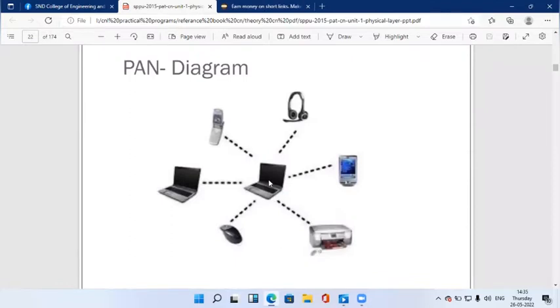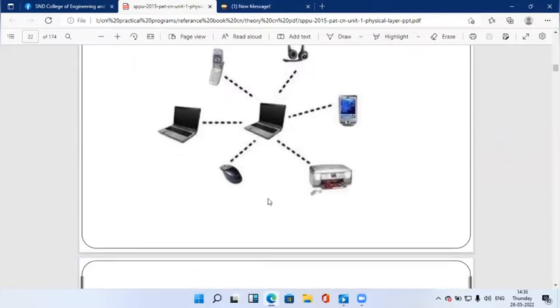Suppose this is the laptop and we have to share different files and folders at different locations. Suppose this mobile phone is interconnected to the laptop, and the headphone is also interconnected to the laptop using the Bluetooth and Wi-Fi modules. So all remote sensing devices are used in this PAN, personal area network.